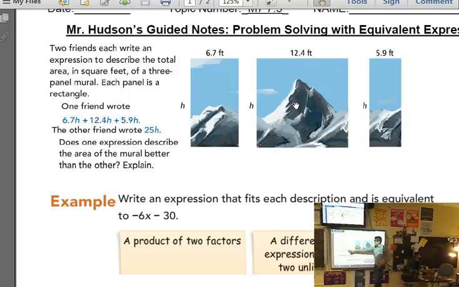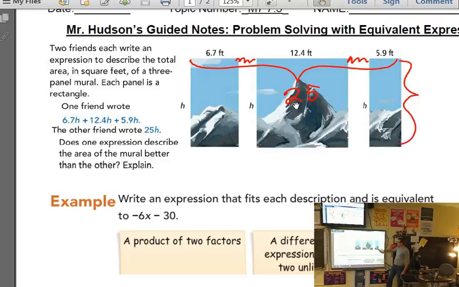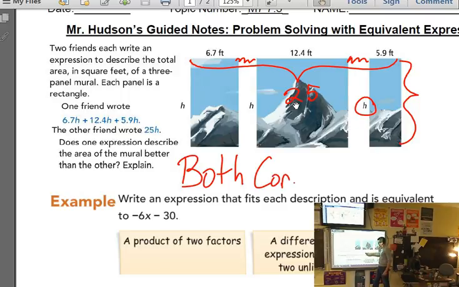So if I look at my 6.7 plus 12.4 plus 5.9, CJ's saying when I add those up, I just get 25, and the h just stays h. Because think about if I slid these paintings together. This distance across the top, if we don't count this and if we don't count this, would just be the combination of all three, which comes out to be 25. The height of the whole thing would just be your h. So they are both correct. Correct. Yay! Both of them.